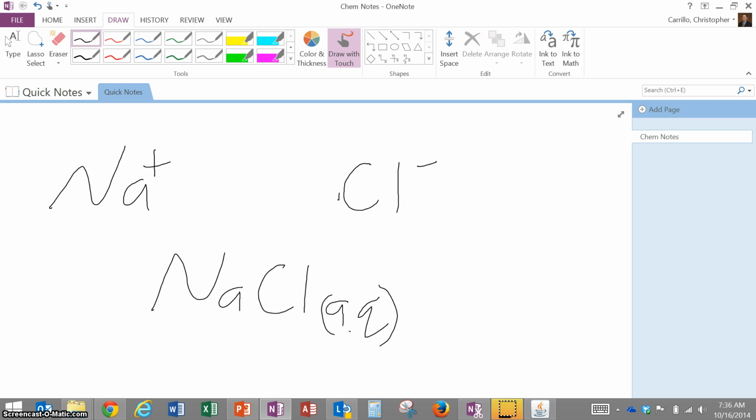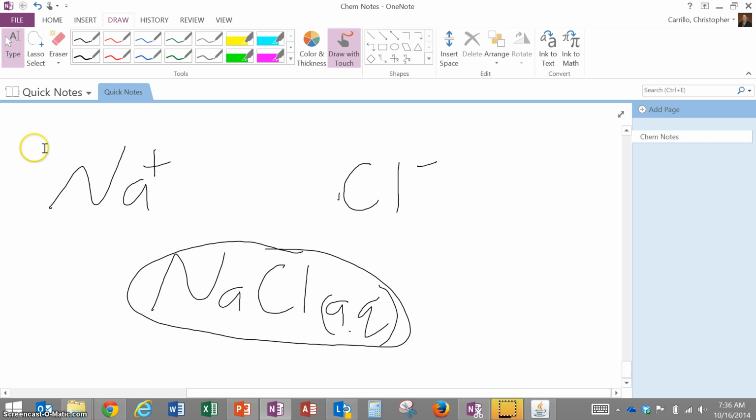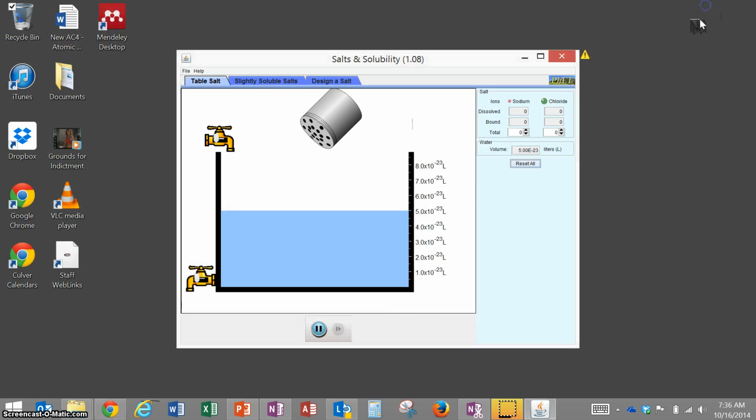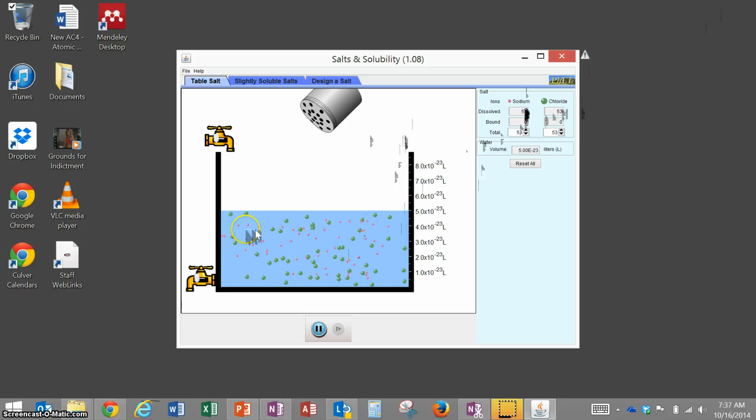Now, the misconception is we think that sodium chloride floats around in water as a compound, sodium and chlorine put together. But that's not true. The way it works is you can go to the salts and solubility in your materials page and load up this PhET model. If we take salt and we shake it into water, what happens is the sodium cations and the chloride anions break apart. And that's what sodium chloride aqueous looks like.